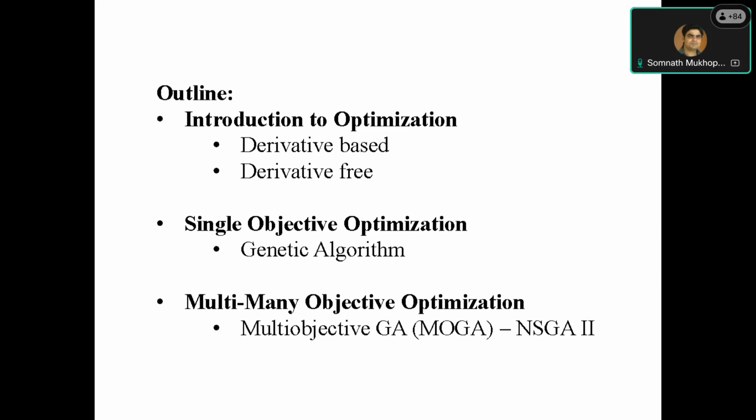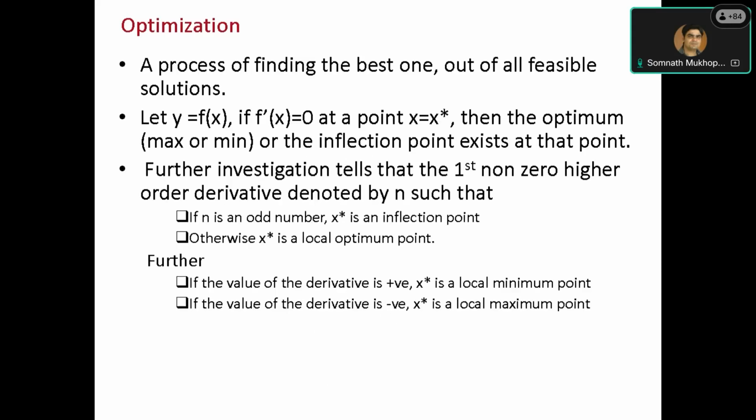So we'll discuss optimization, the formal definition of optimization algorithm, some applications of it, and we'll discuss a single objective optimization algorithm using genetic algorithm. I will also discuss one multi-objective part of that, NSGA2, in this lecture. So an optimization algorithm will be used to find the best solution or optimal solution out of all feasible solutions.